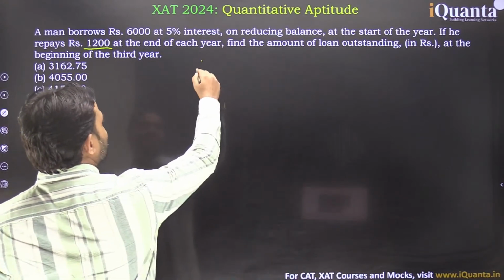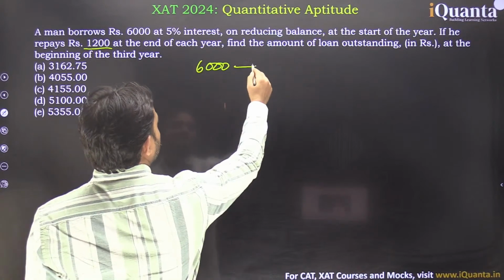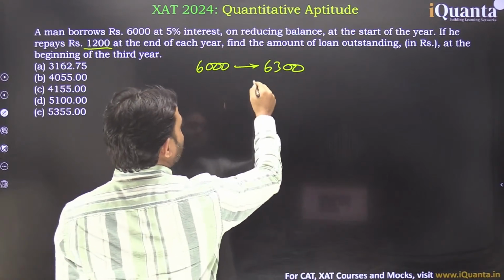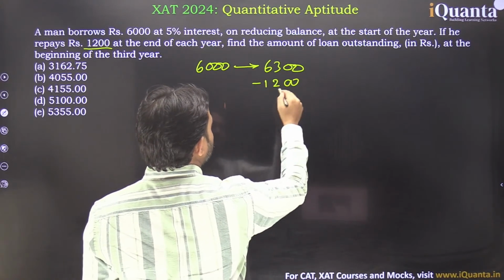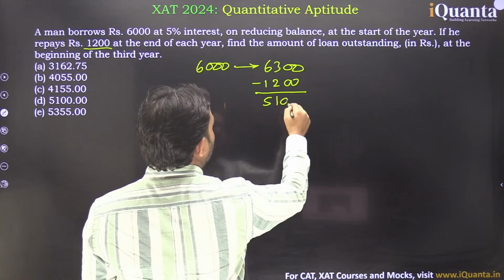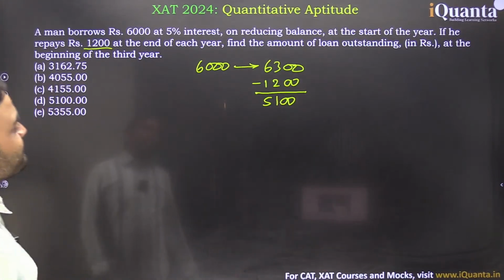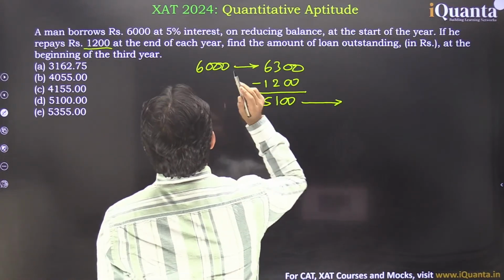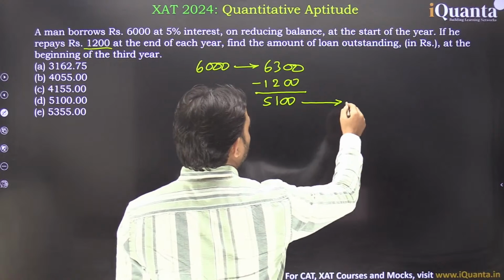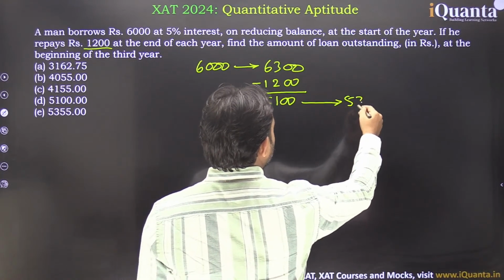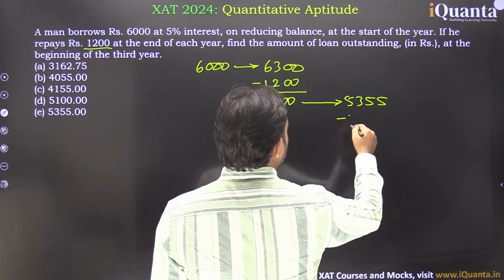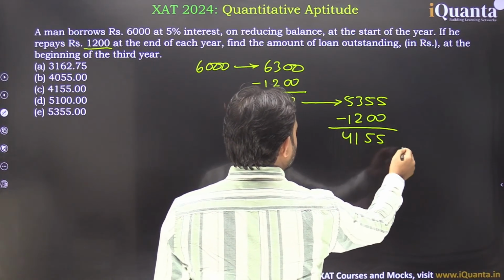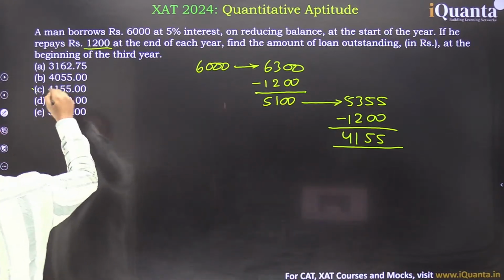So if we start with 6,000, next year this will become 6,300, of which if 1,200 is paid off, 5,100 is left, right? 5,100 is left. This 5,100, if you add 5% interest, this will become 255 added. So 5,355 minus 1,200. So now we are left with 4,155. That's it. That's your answer. Answer is option C.